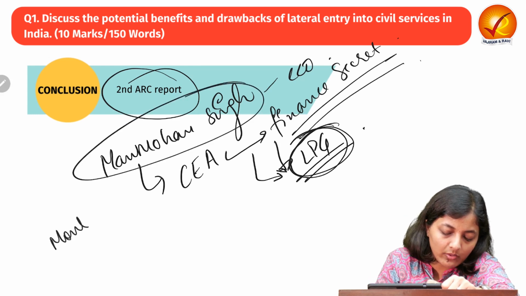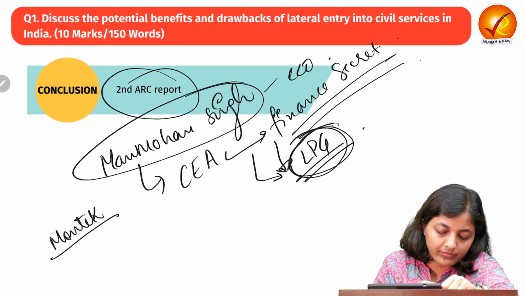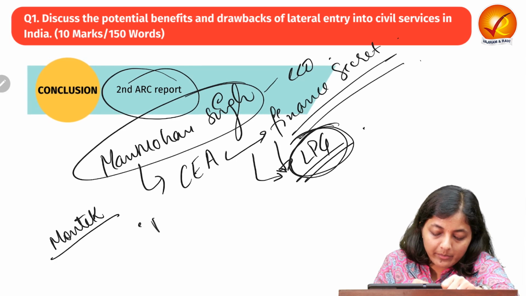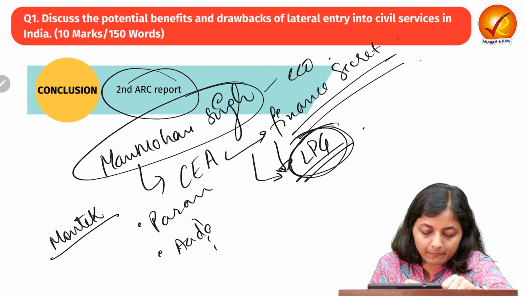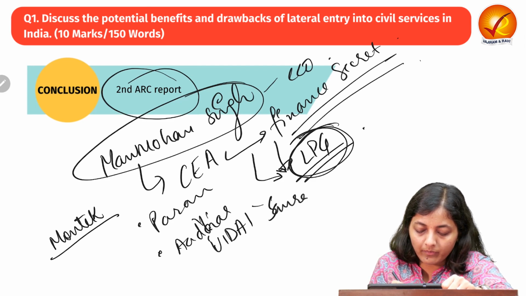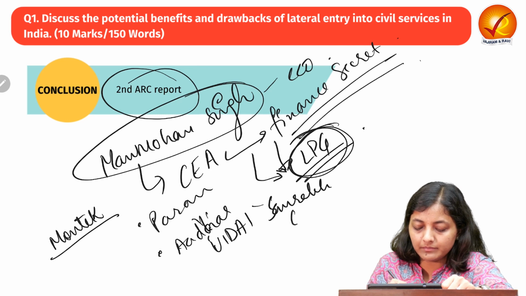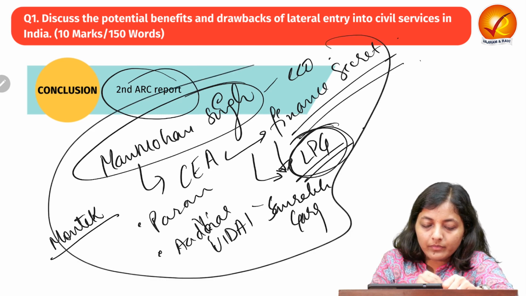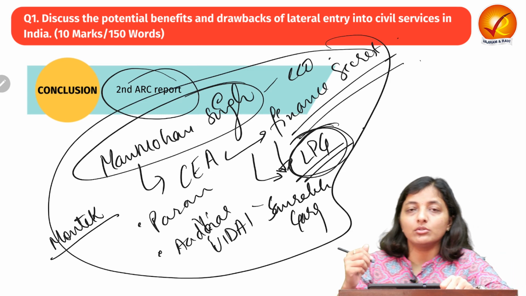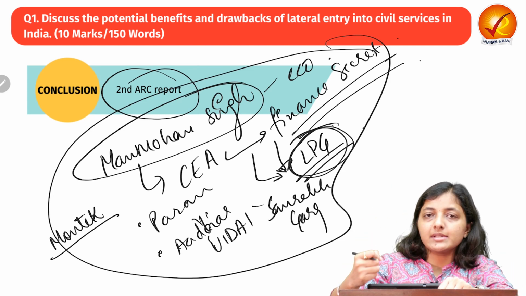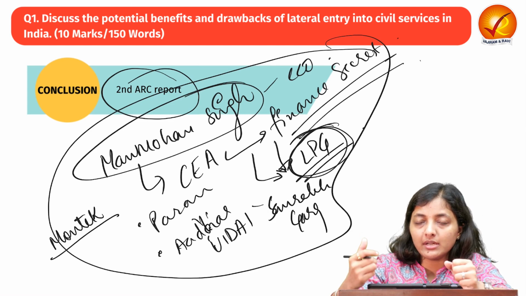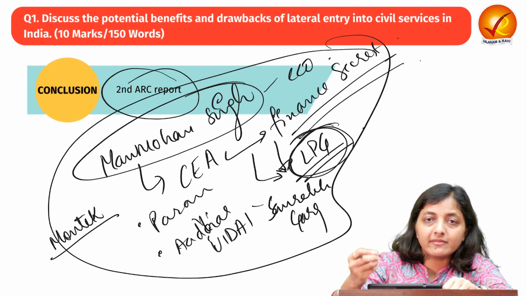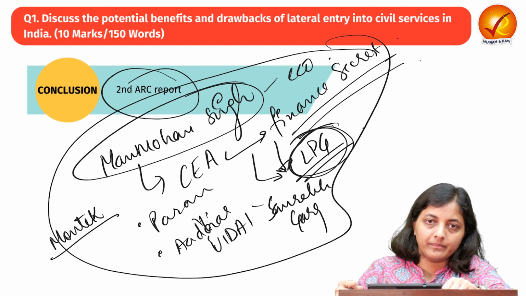Then Montek Singh Ahluwalia, Planning Commission, Deputy Chairman. Then Parameswaran Iyer, and many more. We can quote examples. This Aadhaar, UIDAI, Saurabh Garg, he is also a lateral entrant. So the second ARC has also recommended that civil services reforms should be there, and the admission of lateral entrants is one of the solutions in civil services reform.